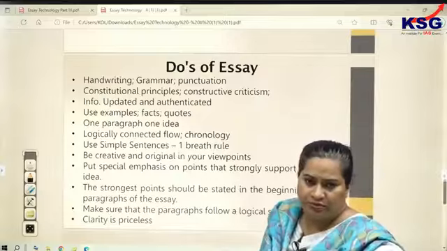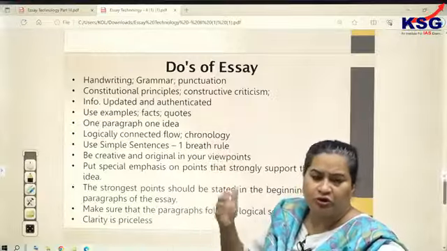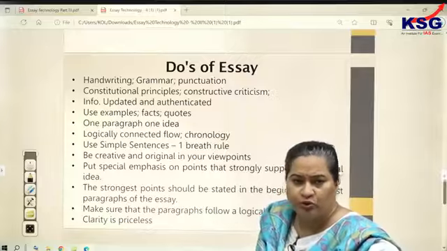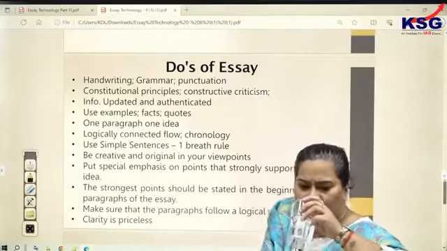Logically, the essay should be connected, there should be flow, there should be some kind of logical order, chronology. I'll be discussing that in organization of essay, so you don't need to worry about that. Then use simple sentences. One breath rule.